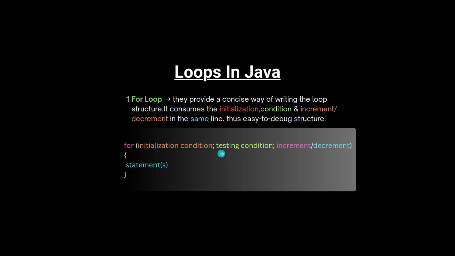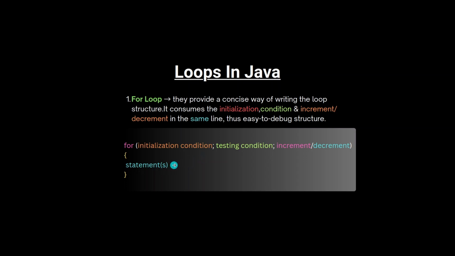And this testing condition is used for testing the exit condition of this loop. It must return a Boolean value, and it is also an entry control loop. What do I mean when I say an entry control loop? What I mean is that before iterating even once, we first have to check the condition. If this condition returns false, this statement will not be executed. That is what I mean by entry control loop.